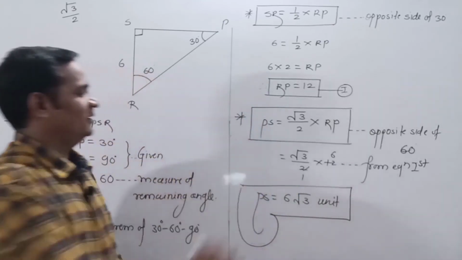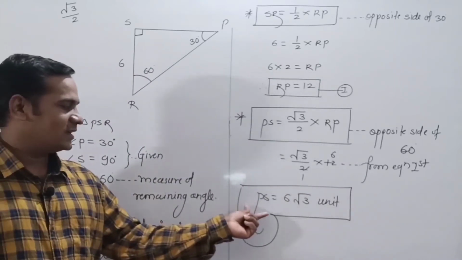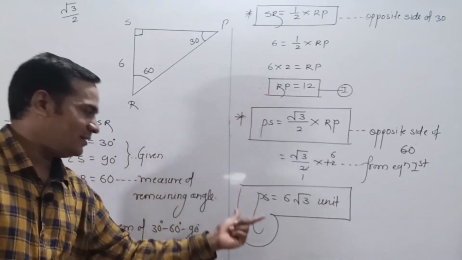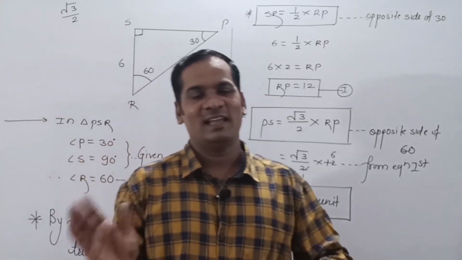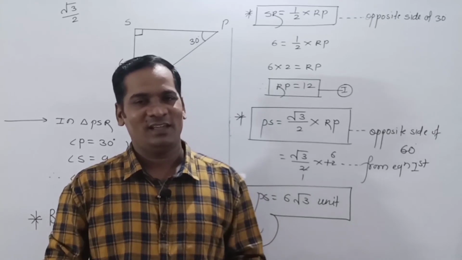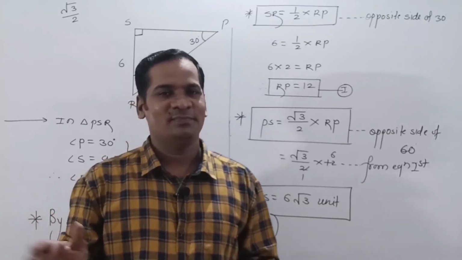How simple is this? To find out the given segments RP and PS by using the 30 degree, 60 degree, 90 degree triangle. Okay, so let's move toward the next question.